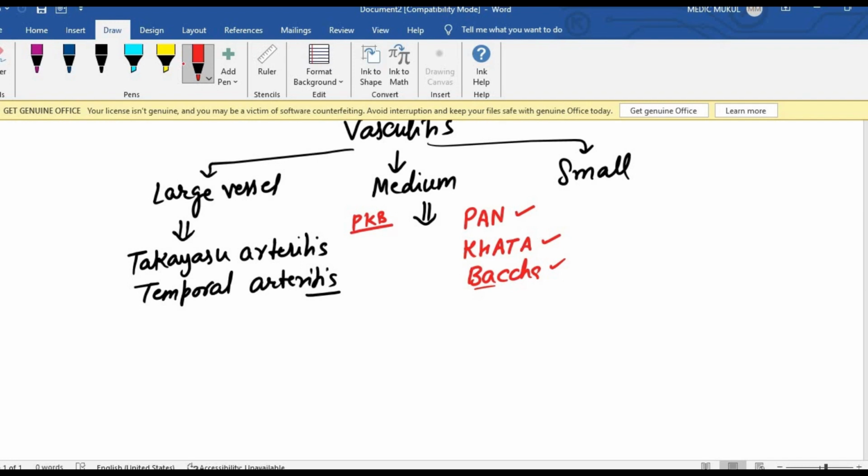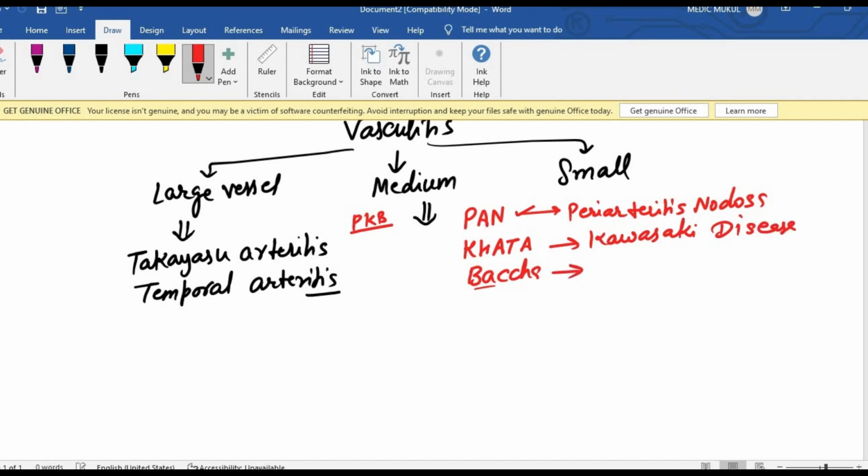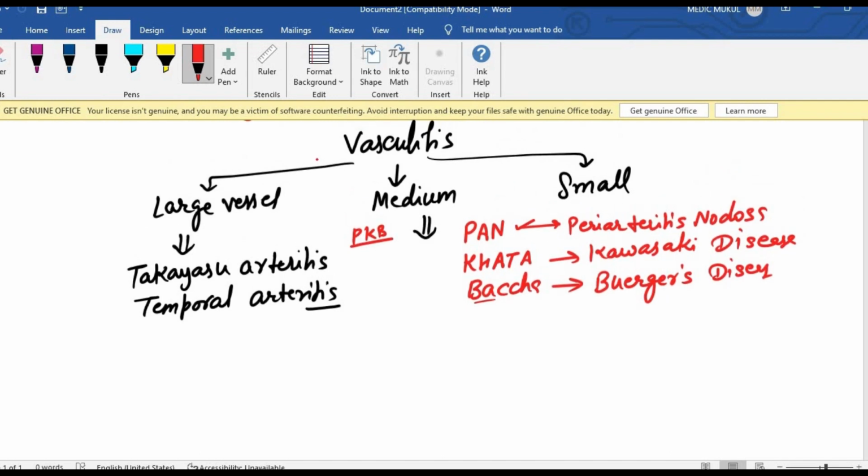P is for periarteritis nodosa. K is for Kawasaki disease. All these vasculitis are important topics, and one question will definitely be asked from here. And before that, we have Buerger's disease. These are the medium vessel vasculitis.